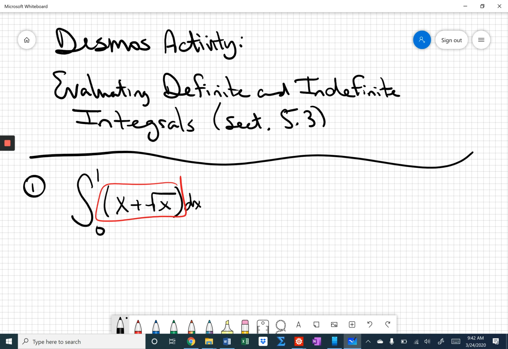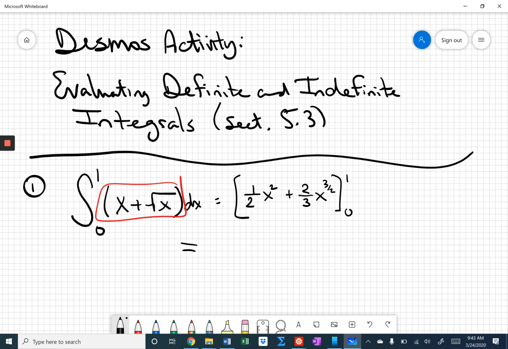All right, so an antiderivative of x is going to be 1/2 x squared. Remember, root x is x to the 1/2 power. So when I add 1 to 1/2, I get 3/2. And when I divide by 3/2, I get 2/3. So it's 2/3 x to the 3/2. And then evaluate that from 0 to 1.